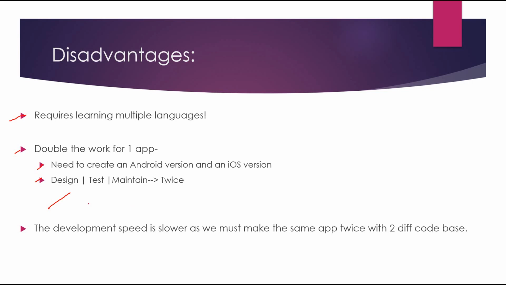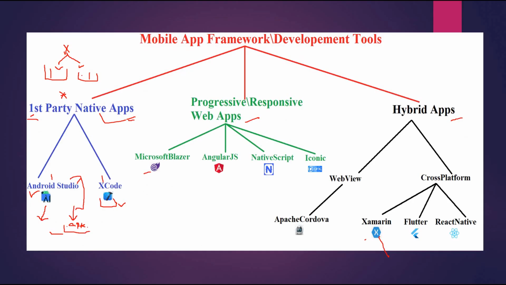The development speed is comparatively slower. Why is the development speed slower? Because it takes twice the amount of time and twice the amount of effort. That being said, obviously, now this was all the theoretical part. Now let me tell you the practicality of it.